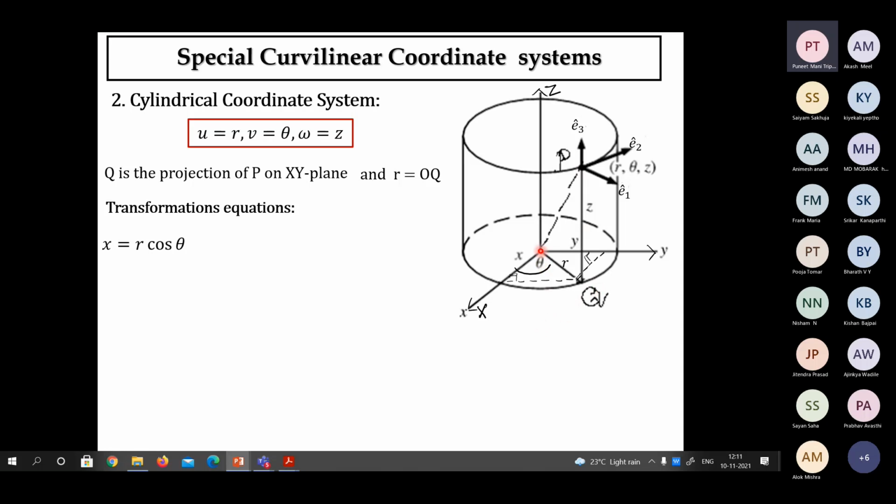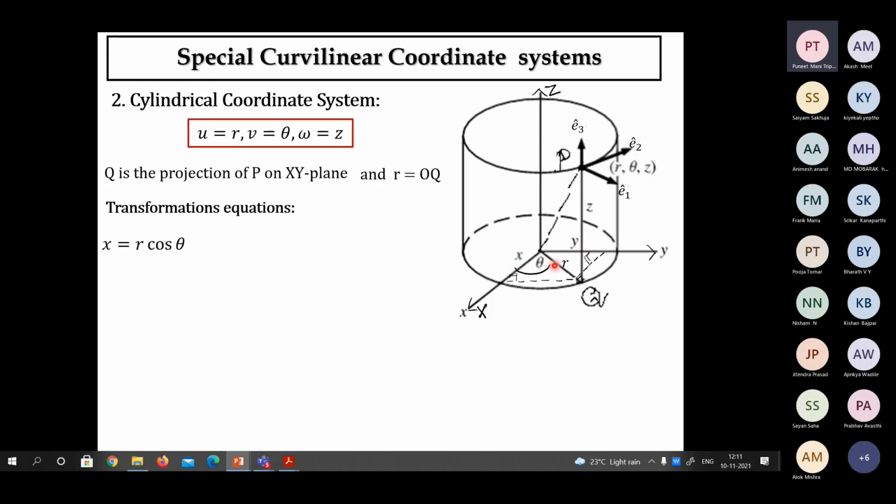But if you look at x, this is x and this distance is r. This is the r vector, the OQ vector. You can resolve this r vector into two components, along the x direction and along the y direction. Along the x direction, you get r cos theta. Along the y direction, it is going to be r sin theta.